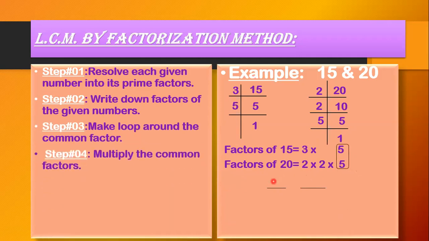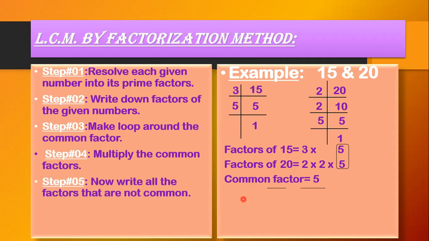So the common factor is 5 here. Now you are going to find out the LCM here. In LCM, we have to write all the factors that are not common along with the common factors. So for the LCM, we have to write 2, 2, 3. These are the uncommon factors, okay? And 5 is your common factor. So multiply all these factors, and you will get the LCM here.